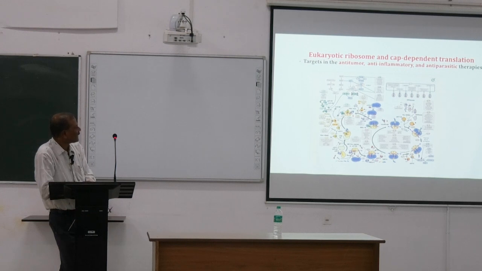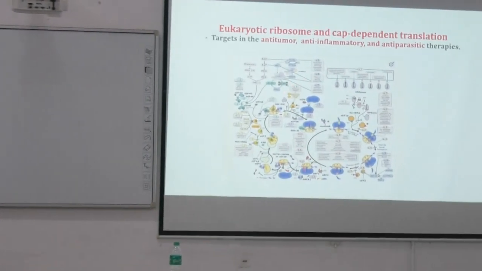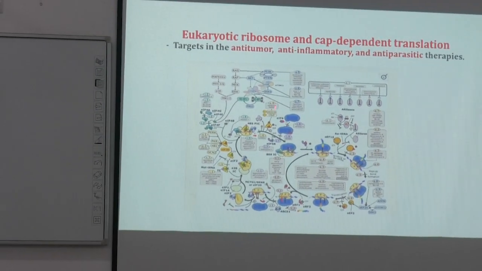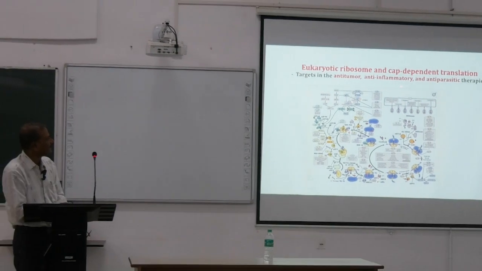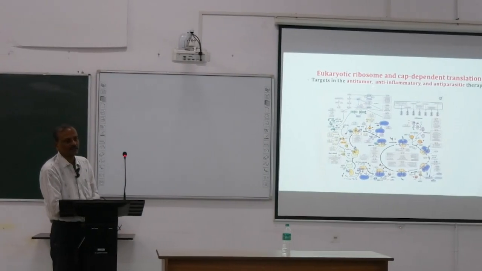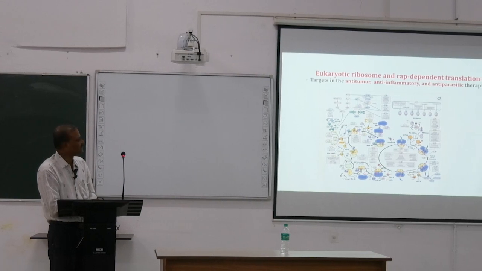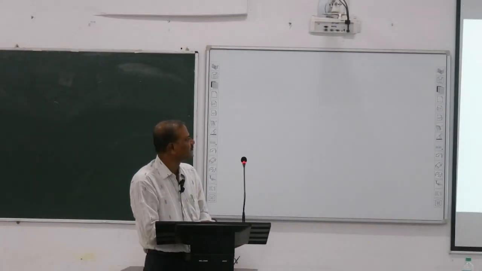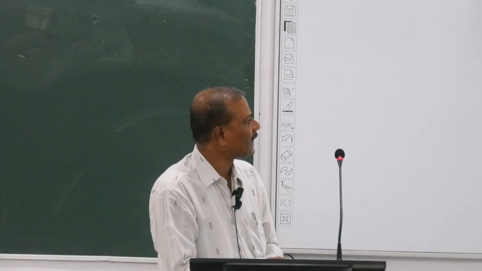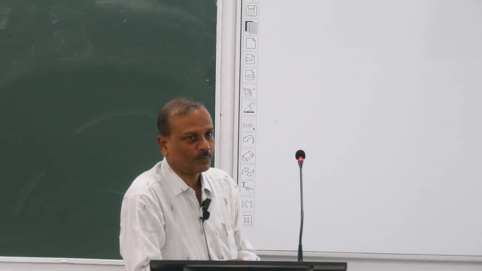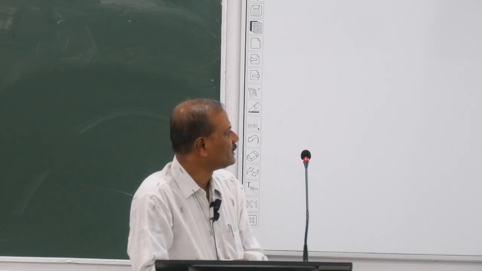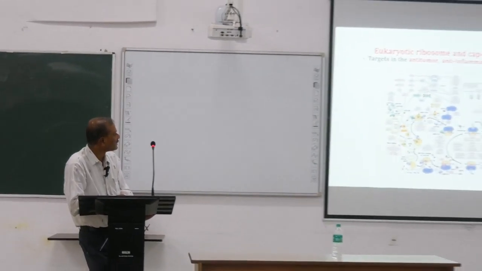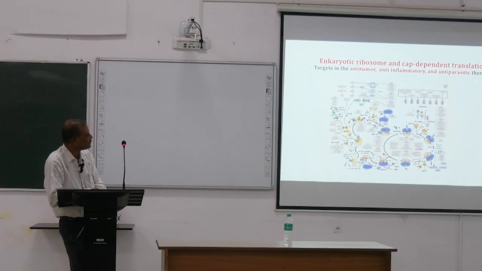Now, this eukaryotic ribosome cap dependent translation is too complicated. I must say the picture depicts a too complicated process, but these are required for anti-tumor, anti-inflammatory or anti-parasitic therapy. Anti-tumor means anti-cancer. Anti-cancer drugs are directed at eukaryotic translation, and anti-inflammatory drugs are given when we suffer from inflammation due to various reasons, and they act by stopping synthesis of unwanted proteins. Anti-parasitic means these are parasites which need to be killed, and for that this eukaryotic ribosome cap dependent translation machinery is used.